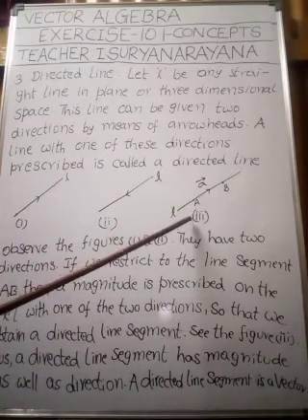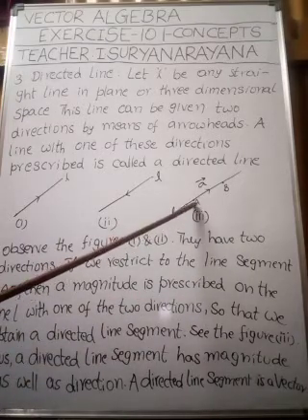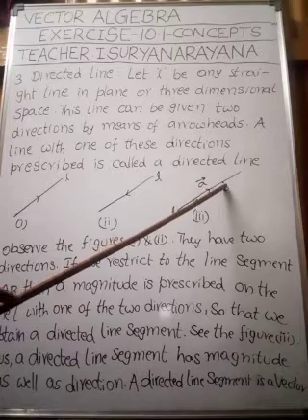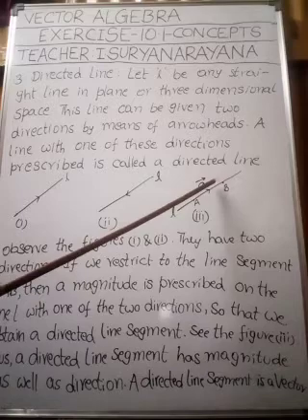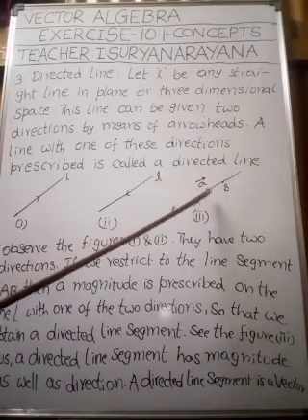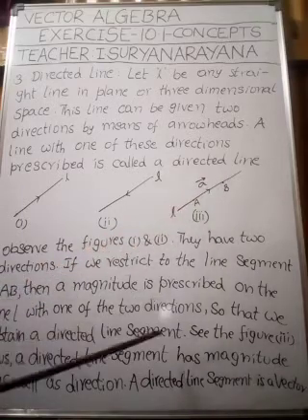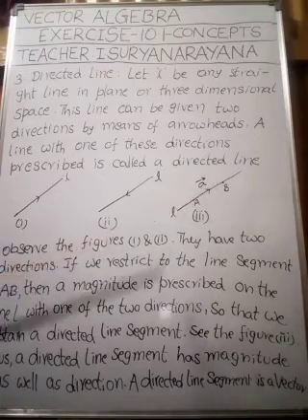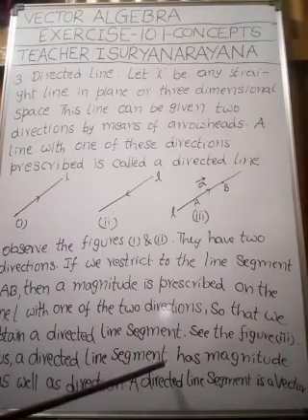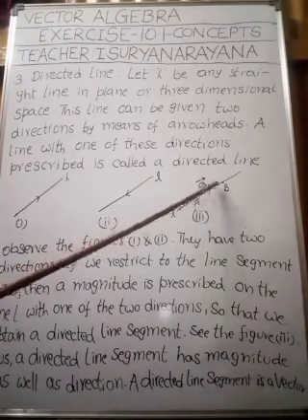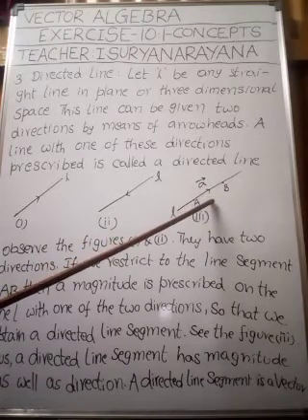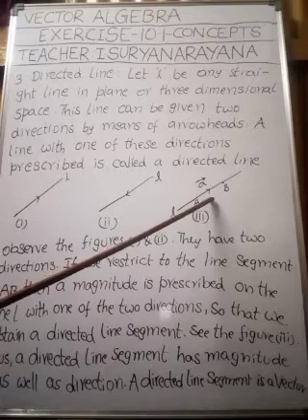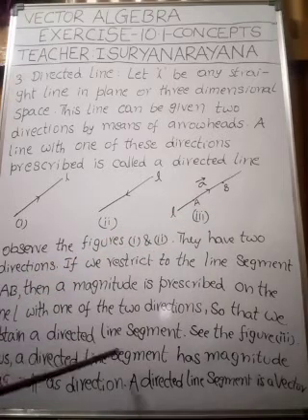So observe this third figure, my children. Here we restricted to these 2 points. We have taken 2 points on this line, A and B. If we restrict this line to this part of the line only, then this part of the line is called a directed line segment. Do you know this point, my children? This is line segment AB. So direction is also given. So this is called a directed line segment.